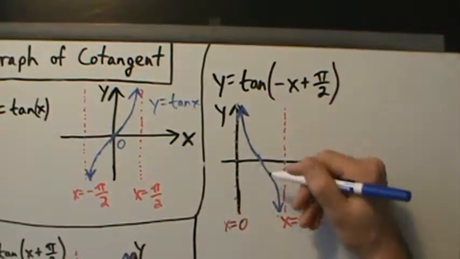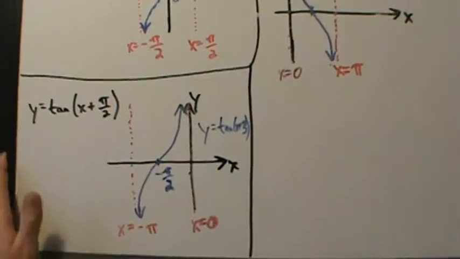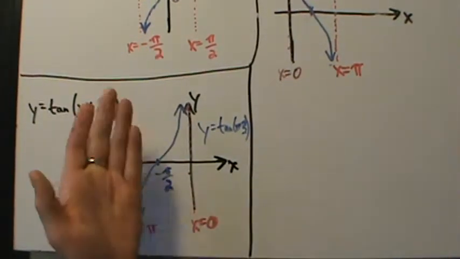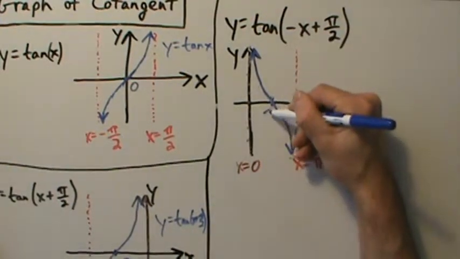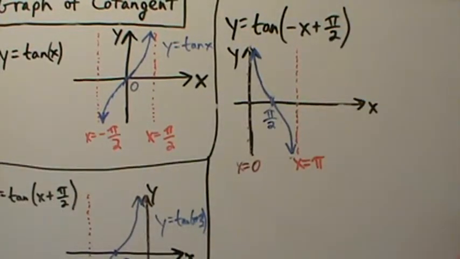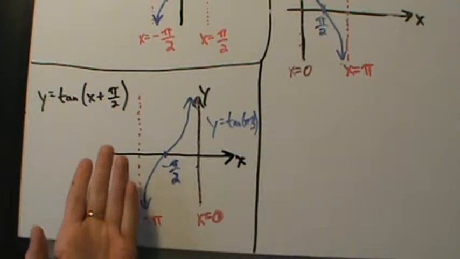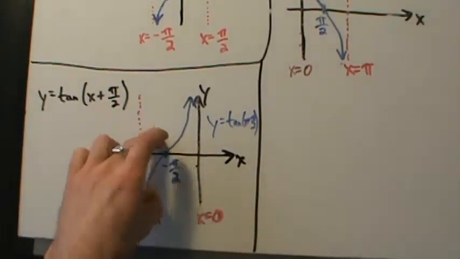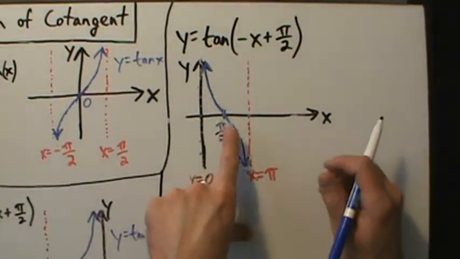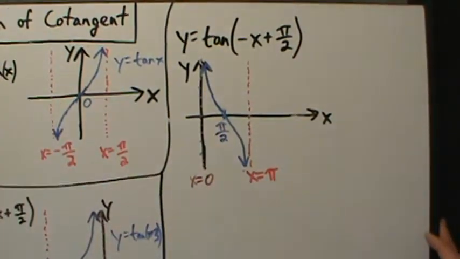So anyway, if this was negative pi over 2 and we reflect like that, this is going to be what? Positive pi over 2, right? Just like here, x equals negative pi, reflect and we get x equals positive pi. Take negative pi over 2, this x-intercept here, reflect it, and we get this x-intercept positive pi over 2.